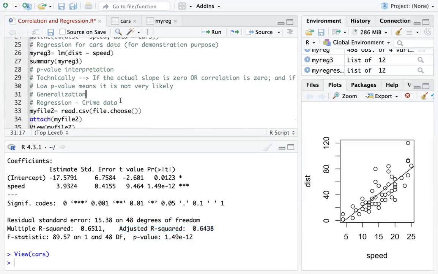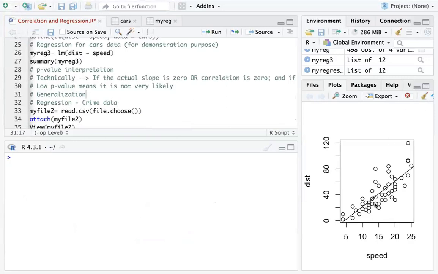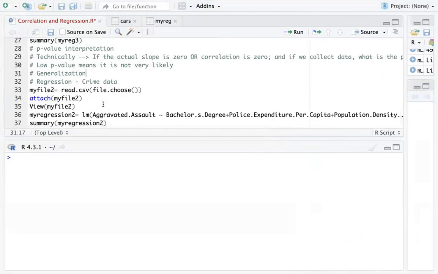Okay, let's discuss one last example. In order to clean this console, you need to press Ctrl L. And to clear this one, click on this broom. Now, the last data is about crime-related data. Again, this data is not in R, so I need to import it.